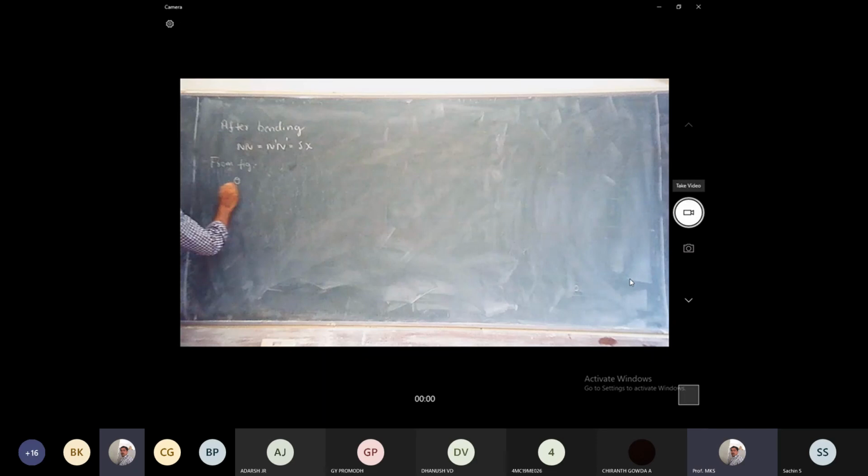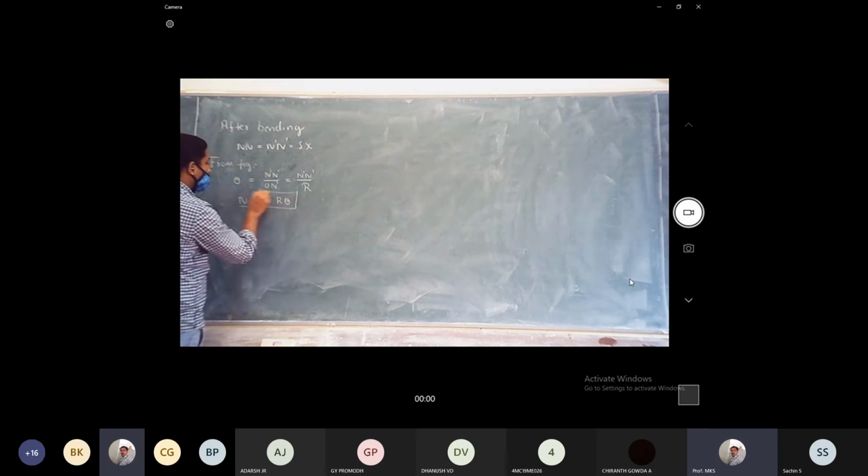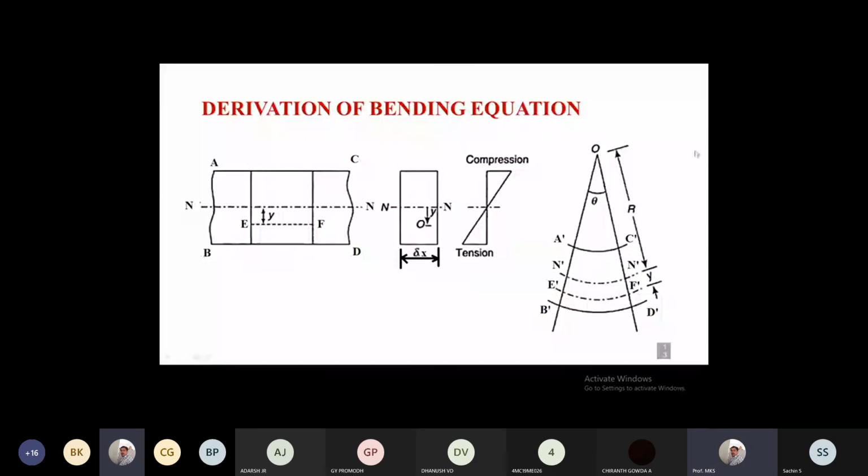From the figure, theta is equal to N dash N dash divided by O N dash, that is equal to N dash N dash divided by r. So N dash N dash will be equal to r theta. Call this equation 1. So this is for the neutral axis.